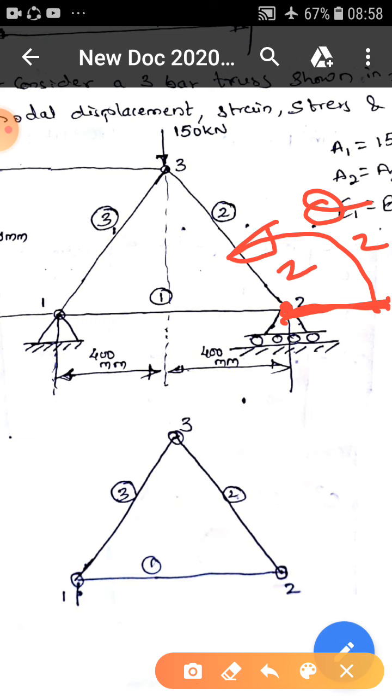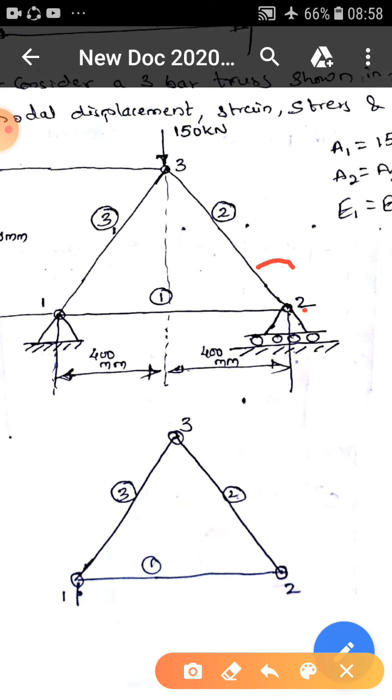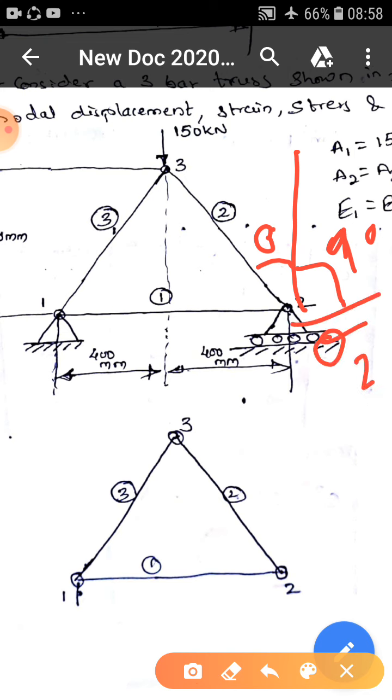To get this theta 2, if I take a vertical line, it becomes 90 degrees, plus this angle. How can I determine this angle? If I take this as opposite and this as adjacent, tan theta is equal to opposite by adjacent, so theta is tan inverse of this. You can get this value first. This plus 90 degrees gives me the angle theta 2. See here, my theta 2 is an obtuse angle.